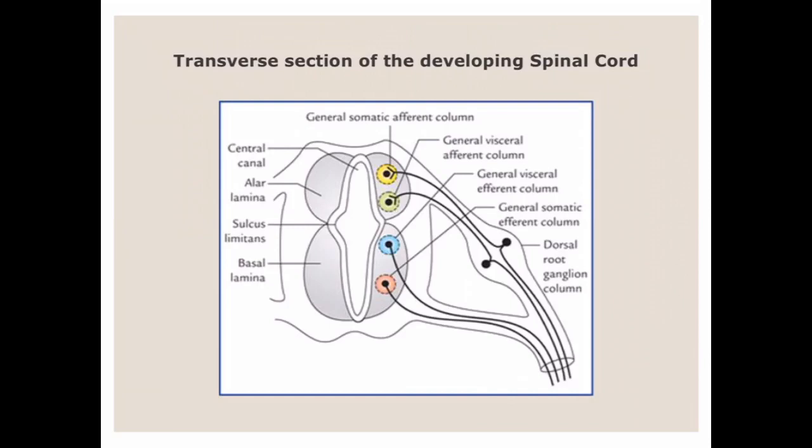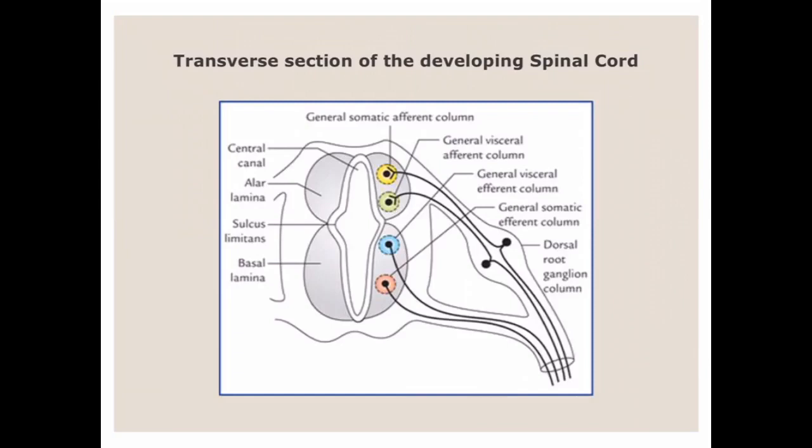So before that, let's talk about what exactly happens in the basal and the alar lamina. I told you that neuronal bodies are formed over here, but somatotopically, they organize themselves in a peculiar manner. Now this is how they organize themselves. The nerve bodies whose axons are going to supply the viscera approach closer to the sulcus limitans. I'm going to say that once again. The nerve bodies whose axons are destined to supply the viscera gather closer to the sulcus limitans.